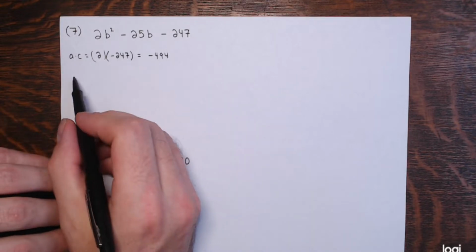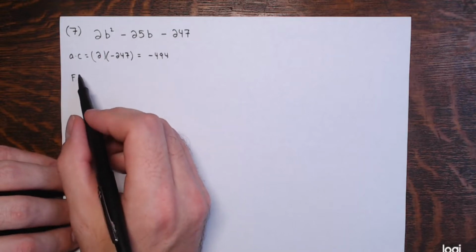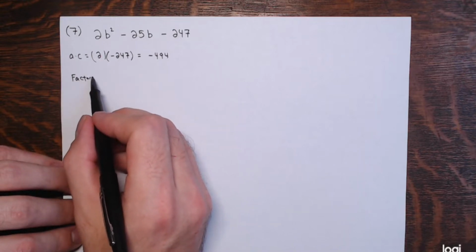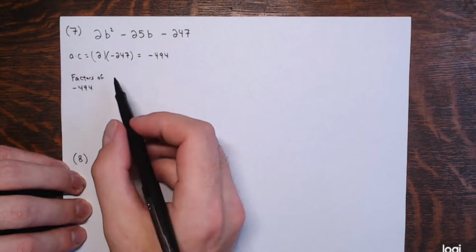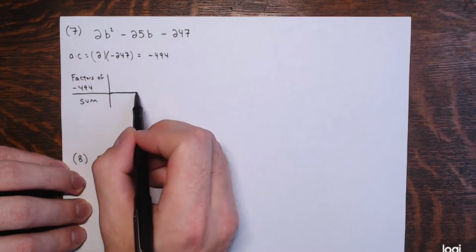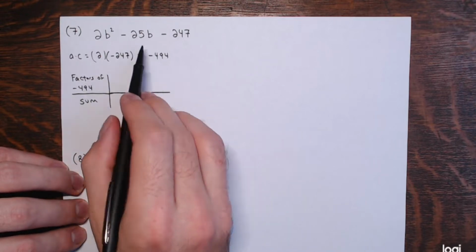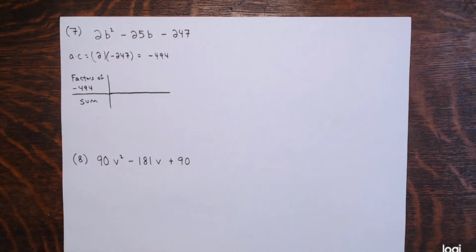Alright, so this time I'll make a table. I don't see it right away. And again, if you see it right away, go for it. So factors of negative 494 and their sum. And I want them to add up to negative 25, a negative number. So I would like the negative number to have a larger magnitude.